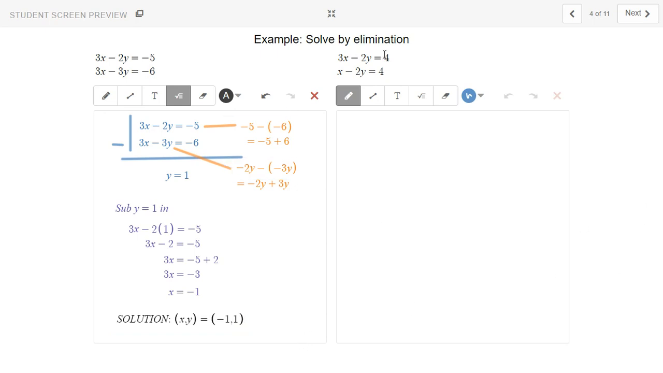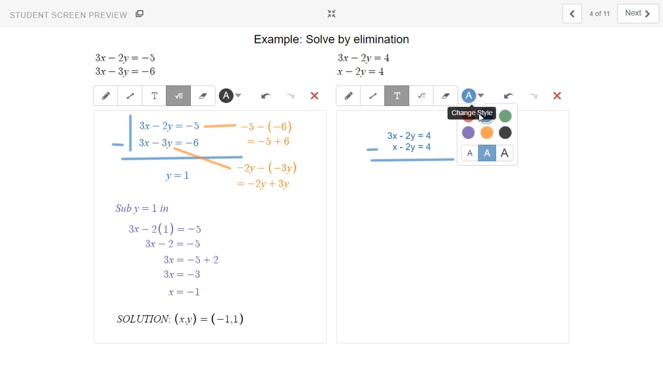Let's do another question now. 3x minus 2y is equal to 4. X minus 2y is equal to 4. Now, since my middle term here, negative 2y and negative 2y is the same, I know that if I subtracted them, I would be able to eliminate my y term altogether.